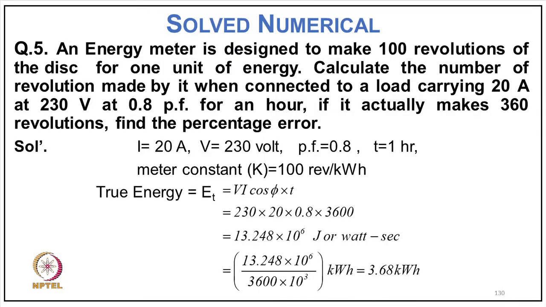So coming to example 5. An energy meter is designed to make 100 revolutions of the disk for 1 unit of energy. Calculate the number of revolutions made by it when connected to a load of 20 ampere at 230 volt at power factor 0.8 for an hour. If it actually makes 360 revolutions, find the percentage error. So I equals 20, V equals 230 volt, power factor 0.8 and T is 1 hour. So the meter constant is 100 revolutions per kilowatt hour.